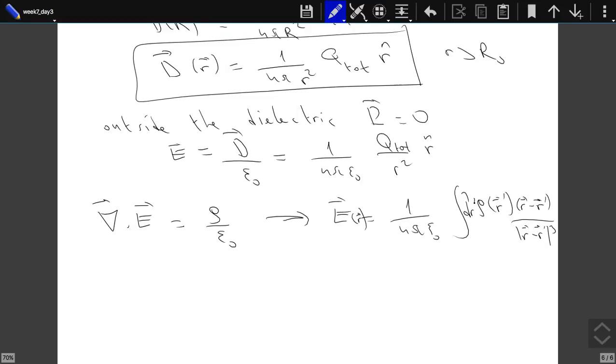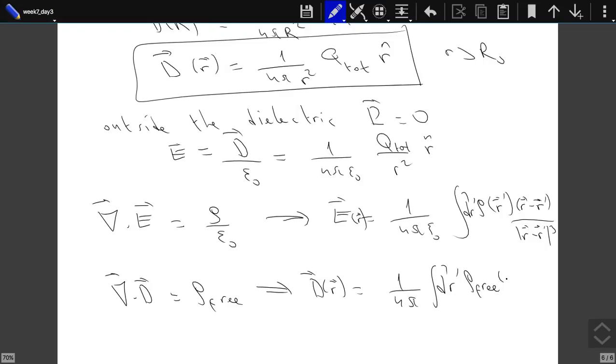Now we know that the divergence of the displacement field is equal to rho free, but the displacement field at the point r, well, these two equations basically are identical. The only difference is that here we have rho over epsilon 0, here we have rho free. Just make the replacement. r minus r prime divided by the cube of the magnitude of r minus r prime, but the displacement field is not equal to this one in general.